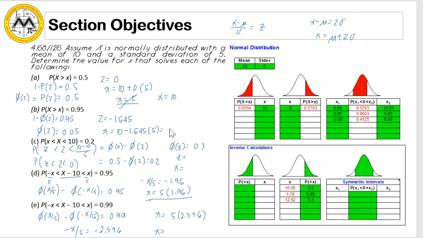For letter B, it is 1.78. For this one, 12.63. So you calculate for the rest.